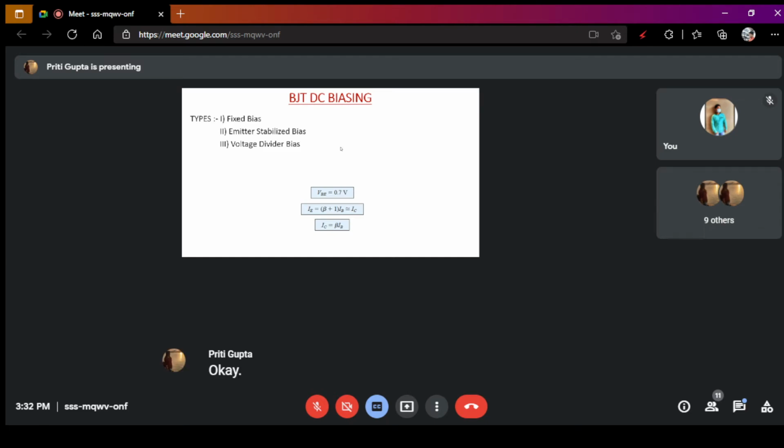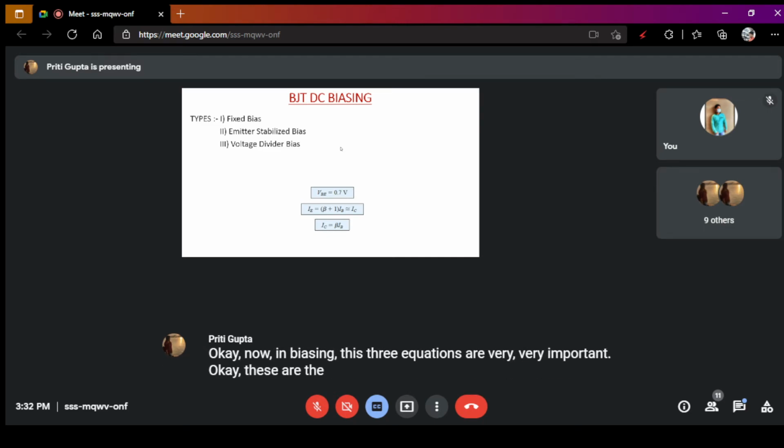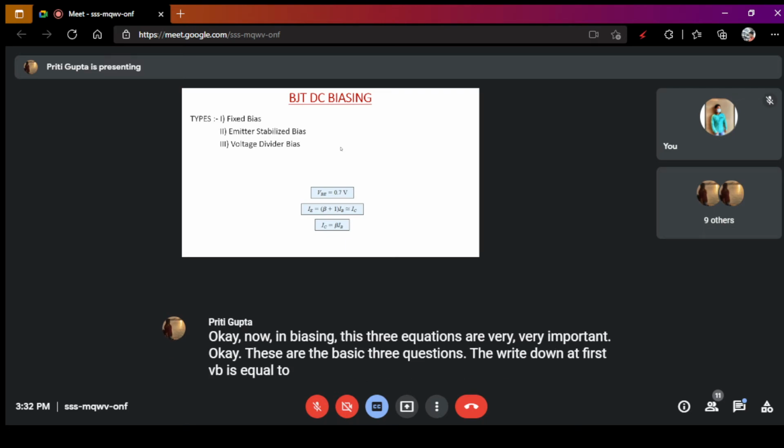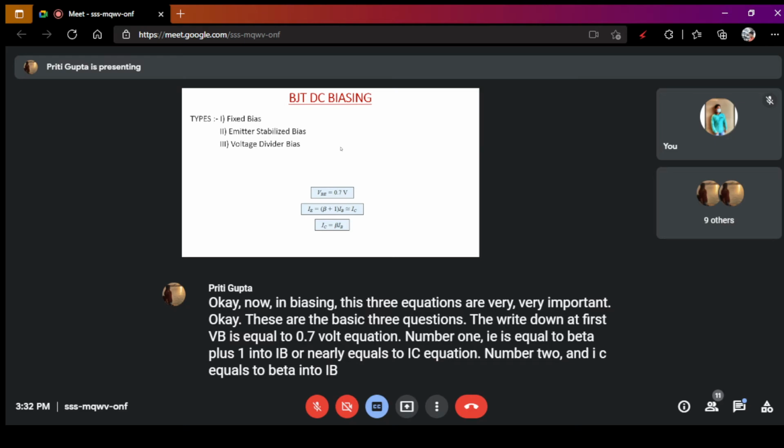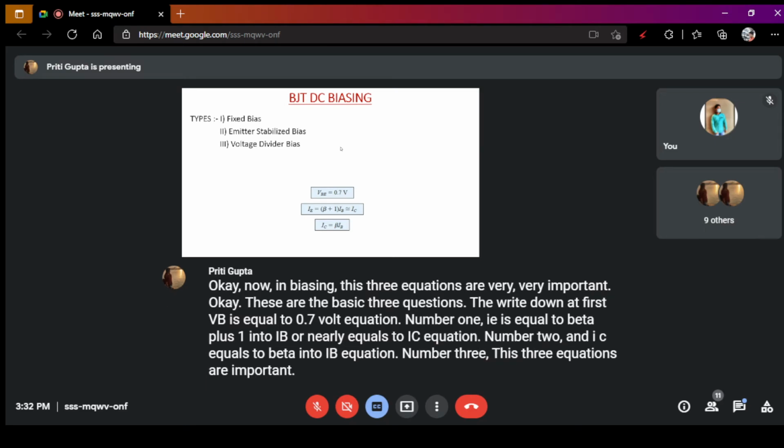Now, in biasing, these three equations are very, very important. These are the basic three equations, so write down at first. VBE is equal to 0.7 volt, equation number 1. IE is equal to beta plus 1 into IB, or nearly equal to IC, equation number 2. And IC equals beta into IB, equation number 3. These three equations are important.